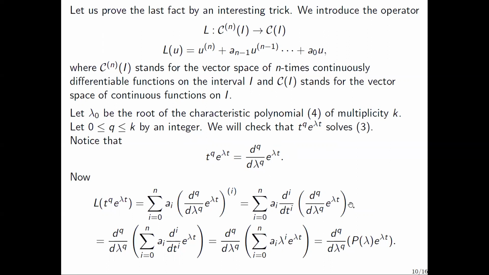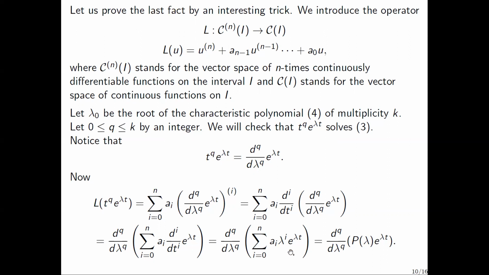So this is here. But then you know from analysis that if everything is nice, which is in our case, the function e to lambda t is nice, it's continuously differentiable, so there is nothing to worry about. We can exchange the derivative with respect to t with the derivative with respect to lambda. So we first differentiate with respect to t and then with respect to lambda. This is this step, this equality.